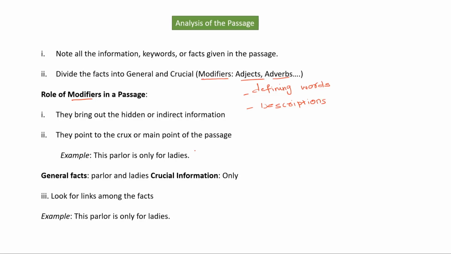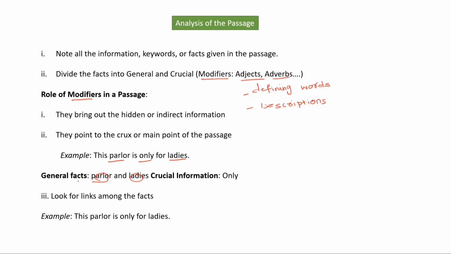So in this context, both logic and grammar seem to play a vital role. Okay, knowledge of modifiers such as adjectives, adverbs, descriptive phrases, defining words, they come under grammar. Some knowledge of grammar is definitely essential to understand the passage better. And some logical thinking, the way we divide the information into general information, crucial information. This is also important. Now let us use this example.